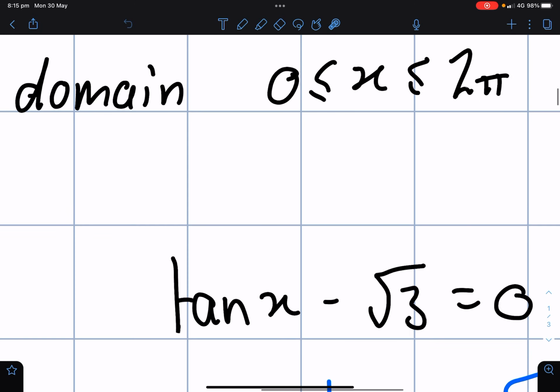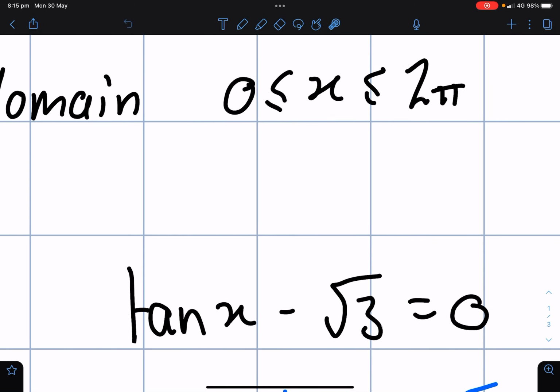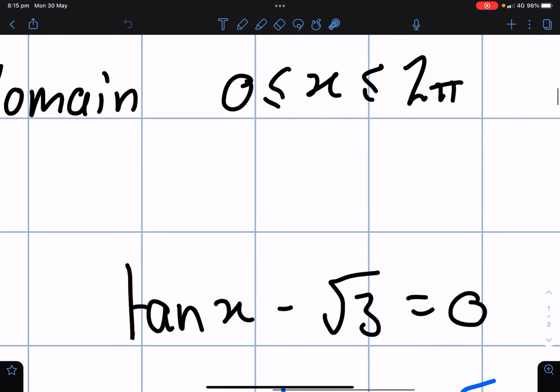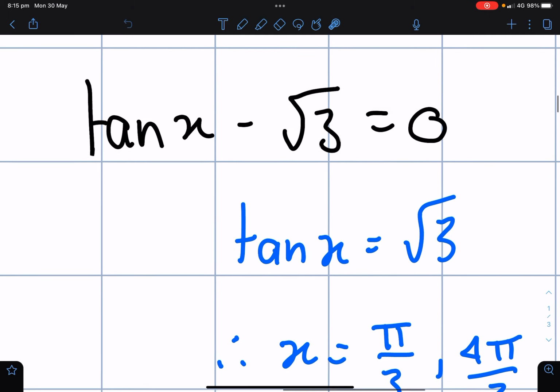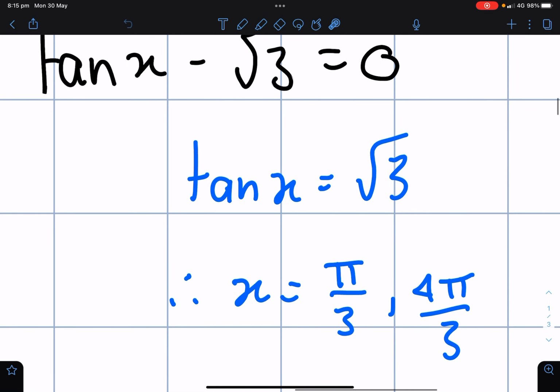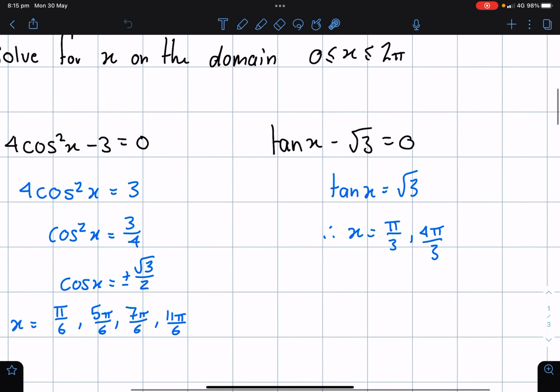The next example I've got here is tan x take away root 3 equals 0. So add root 3 to both sides. Now we've already got it in the form tan x equals something. So now we jump to our unit circle and look for all values with the tan of root 3. So that's actually pi on 3 and 4 pi on 3. So that is what x is equal to, and it's as simple as that.